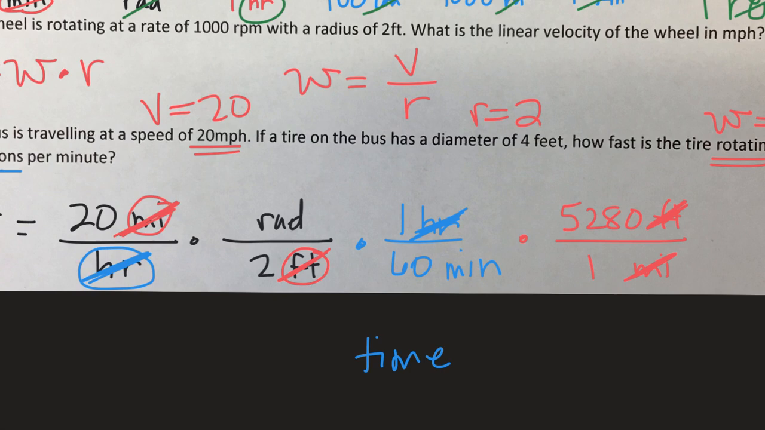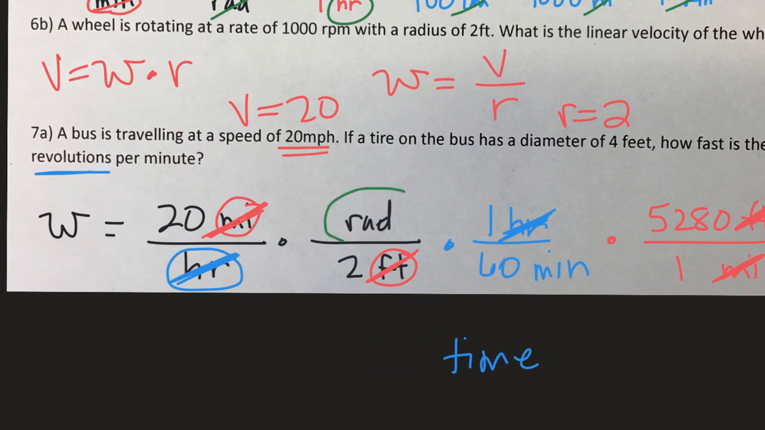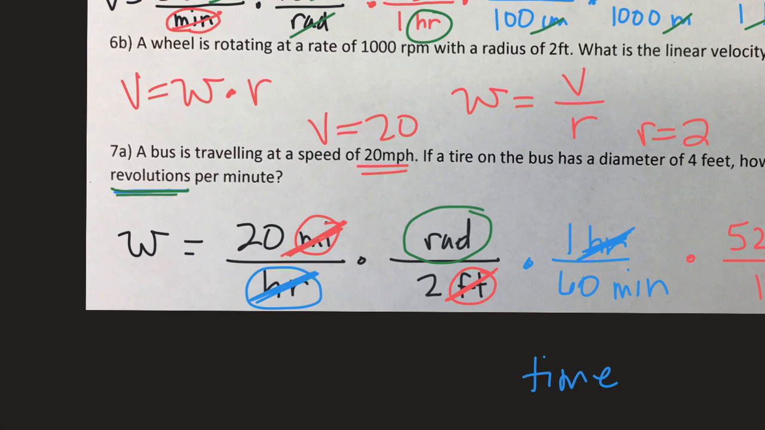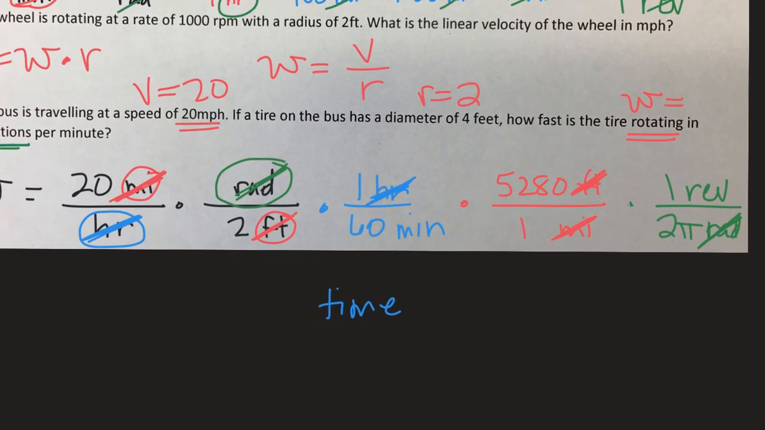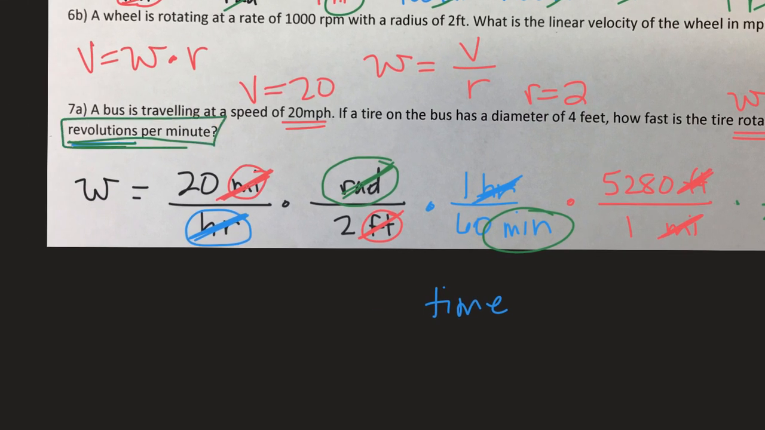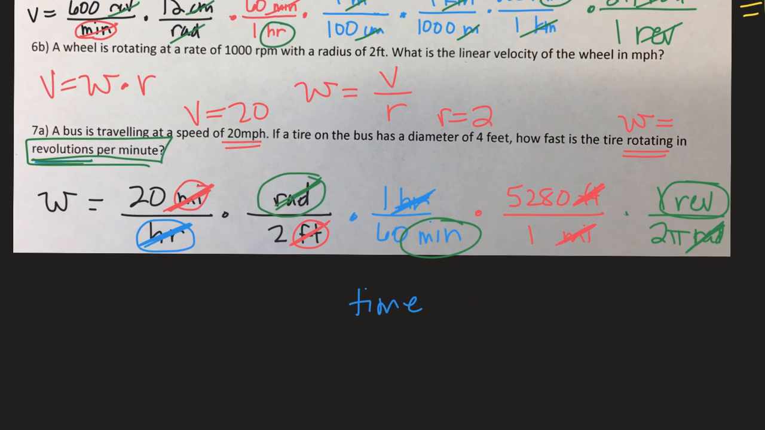And now we have our radians. We have it in radians, and we need to have it in revolutions. Okay, so radians is in the numerator right now, so I'm going to put 2 pi radians per 1 revolution. So radians goes in your denominator so that we can cancel out the radians with the revolutions. Okay, so let's look at what we have now. I have revolutions in my numerator, and I have minutes in my denominator, and that's exactly what I want to have as my answer. So now I just need to go to my calculator and do everything on the top.